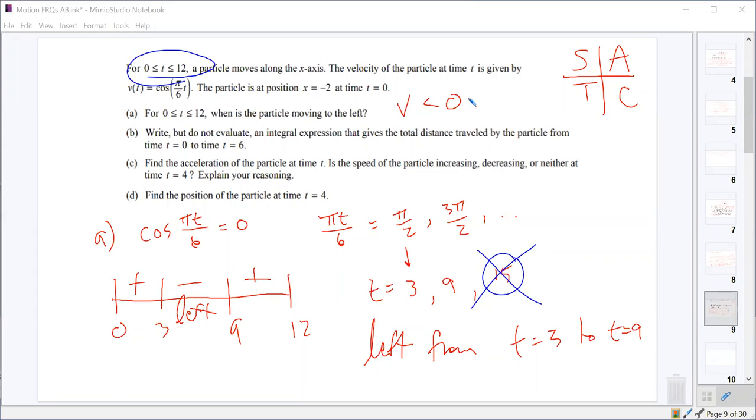Write, but do not evaluate, an integral expression that gives the total distance traveled by the particle from t equals 0 to t equals 6. So, total distance is an integral of the absolute value of velocity, or integral of speed. So part B, I have room here. We'll just do this: the integral of the absolute value of velocity. It's not a calculator problem. We have to actually do this. Oh, perfect. Great. Done. Don't evaluate. Done. Easy. You guys read better than I do. Good.